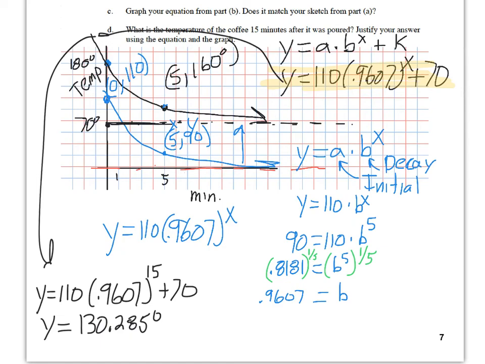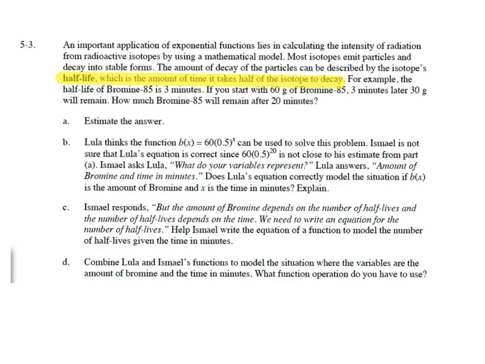Okay, class, welcome to the last question in our lesson, where we talk about half-life. An important application of exponential functions lies in calculating the intensity of radiation from radioactive isotopes by using a mathematical model. Most isotopes emit particles and decay into stable forms. The amount of decay of the particles can be described by the isotope's half-life, which is the amount of time it takes half of the isotope to decay.